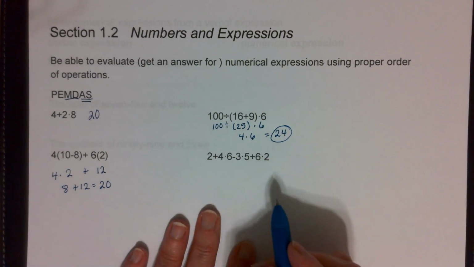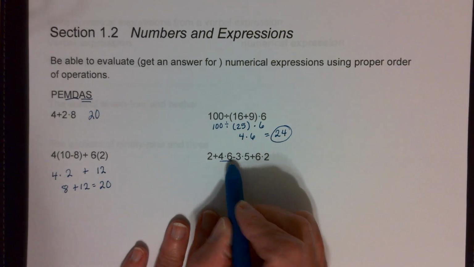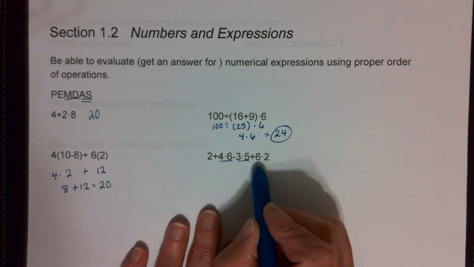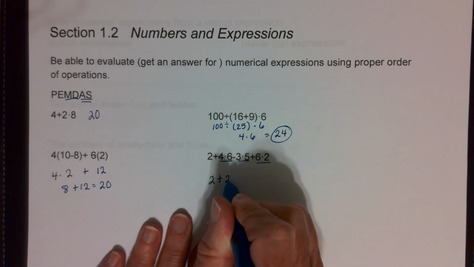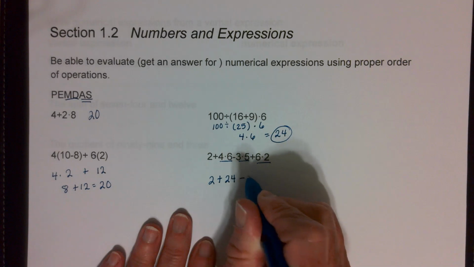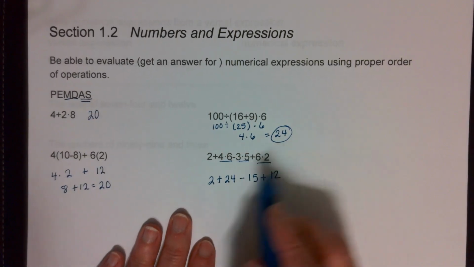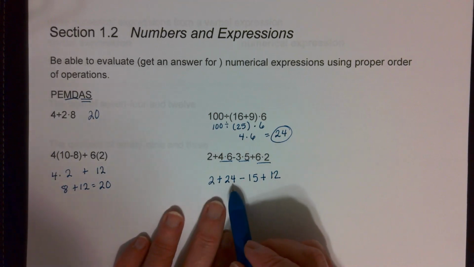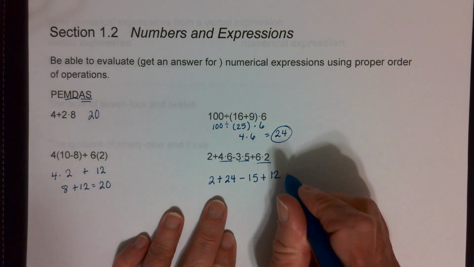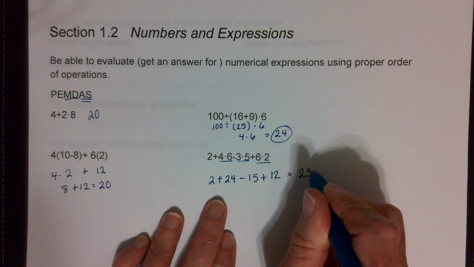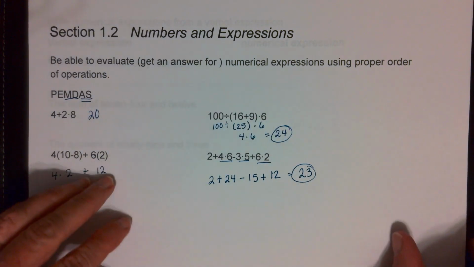This one has several things going on, but we need to do all our multiplication and division first. So I have this, and I have this, and I have this. So I have 2 plus 24 minus 15 plus 12. So I have 2 plus 24, which is a 26, minus 15 is 11, and 11 plus 12 would give me a 23. So make sure you can follow the please excuse my dear Aunt Sally.